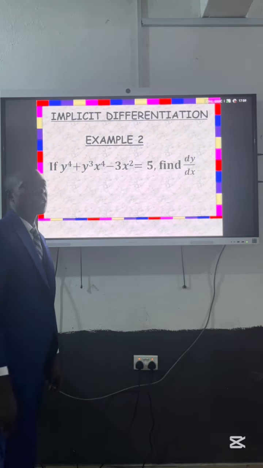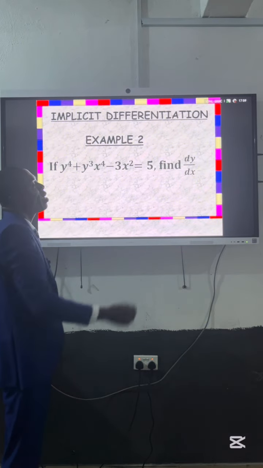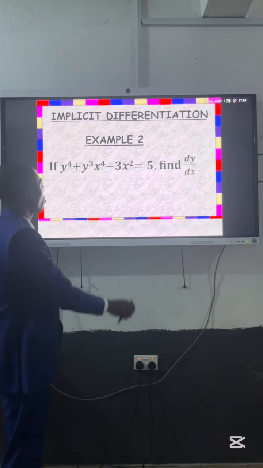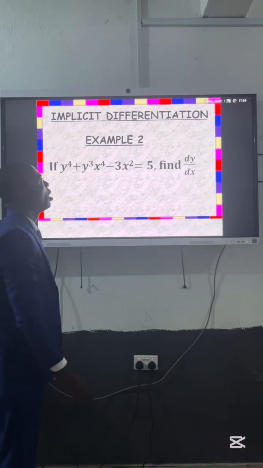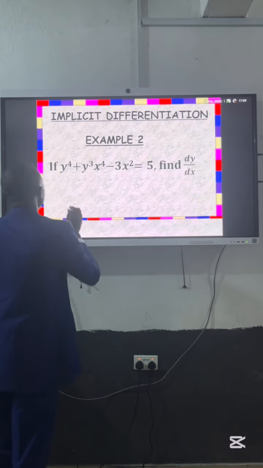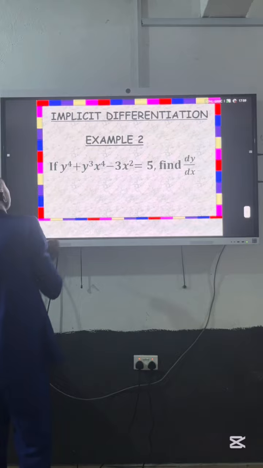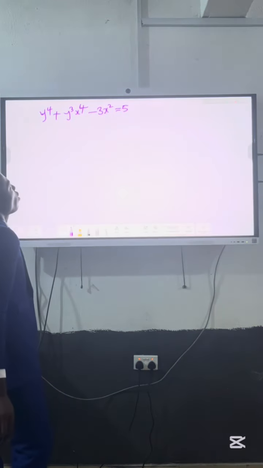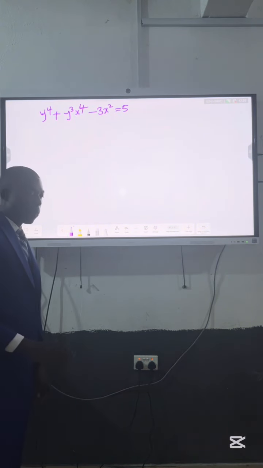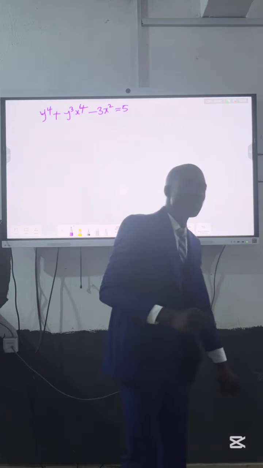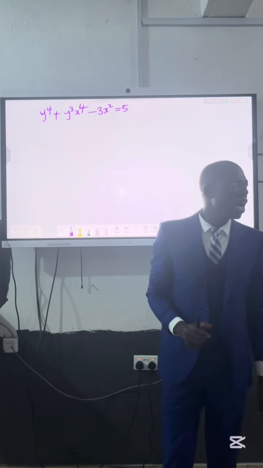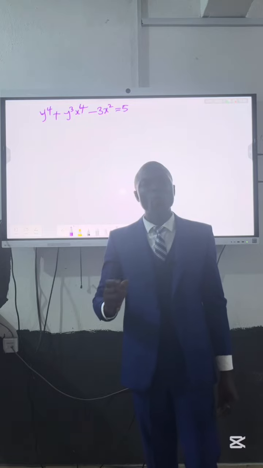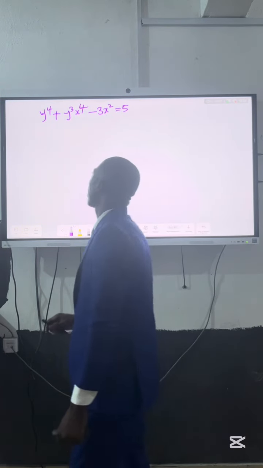It is almost impossible, if not entirely impossible, to make y the subject of this equation or formula. All right, so let's see how we can differentiate these when y is not separated or made the subject of the formula for us. Remember, in implicit differentiation, each time you differentiate y, attach dy/dx to the answer. All right, so let's go.